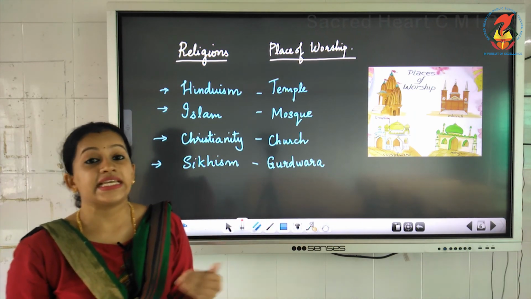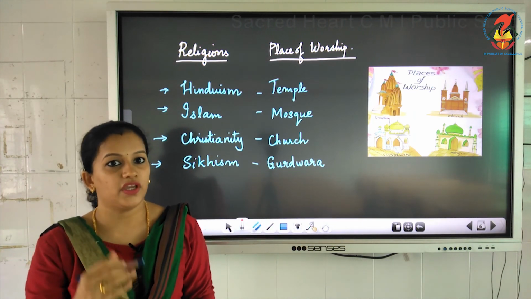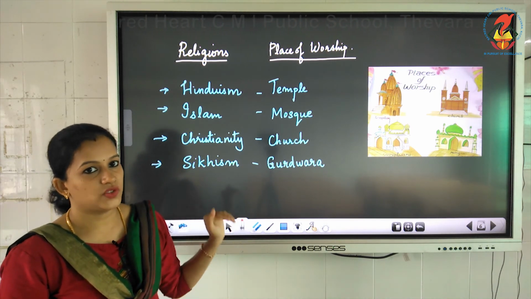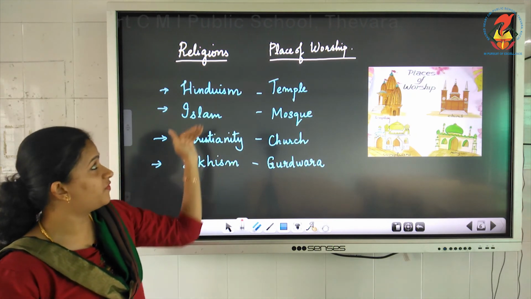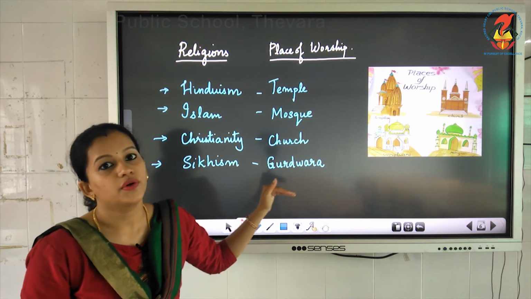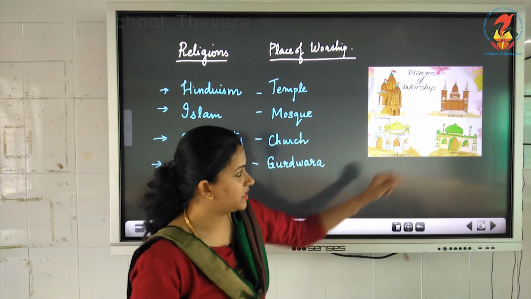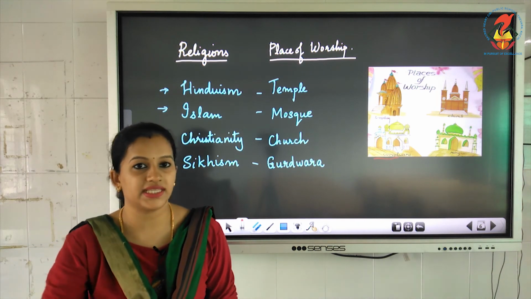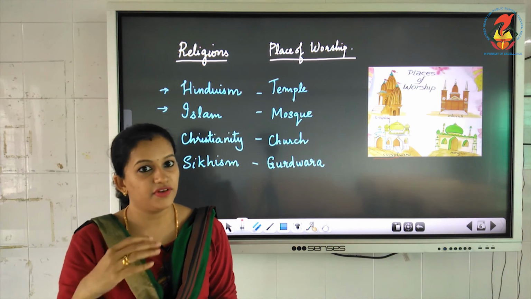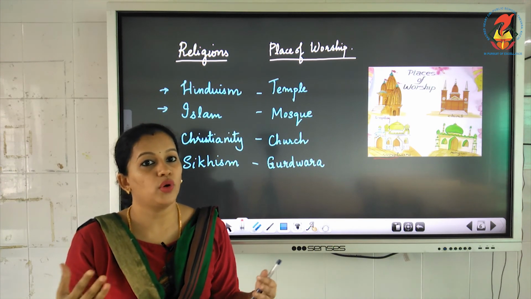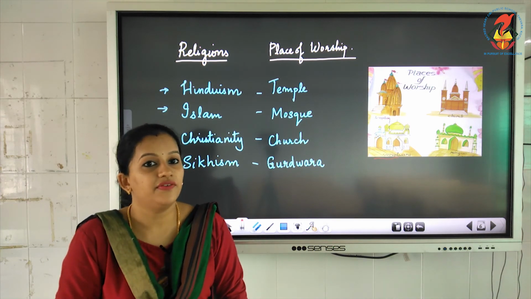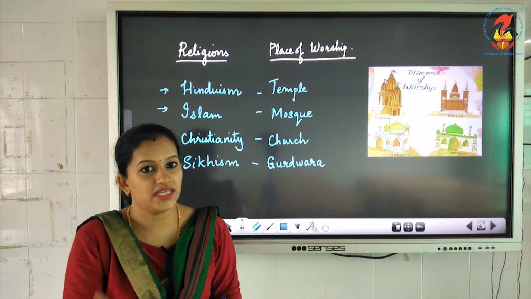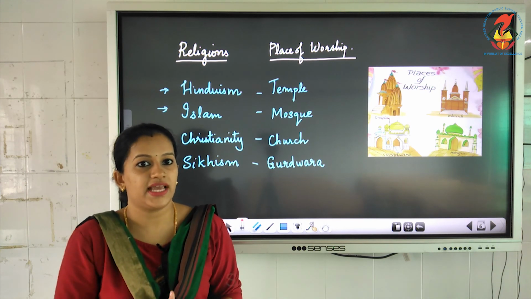Then Sikhism is another religion and we call them Sikhs. And the place of worship for the religion Sikhism is the Gurudwara. Here I have shown the picture of Gurudwara. These are the 4 major religions that are followed by Indians. Even though there are many people who follow different religions, we all live in harmony and we should respect all religions, isn't it? We should respect each other's values, traditions and customs.